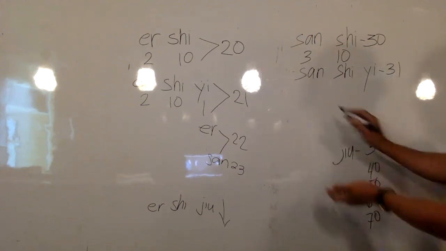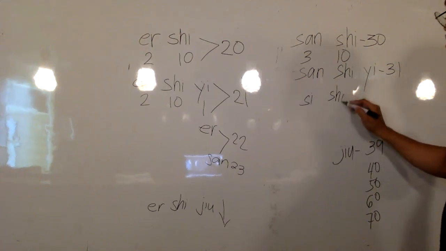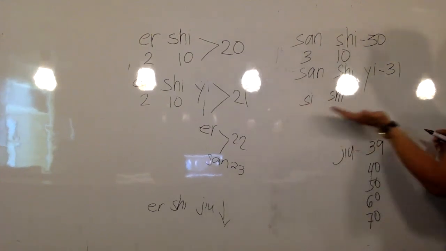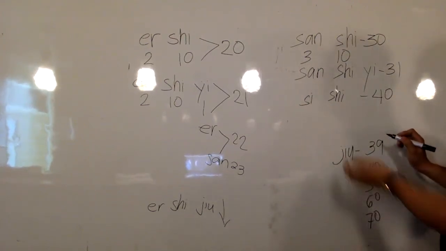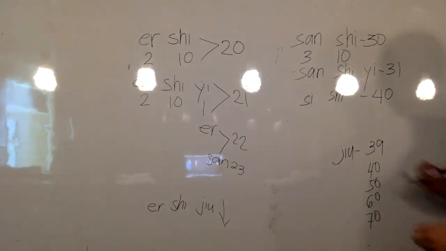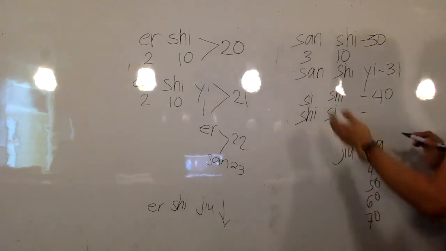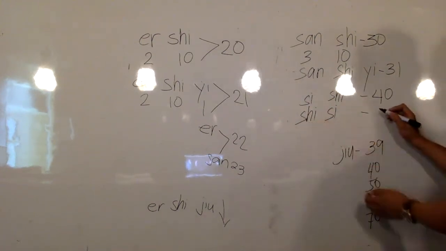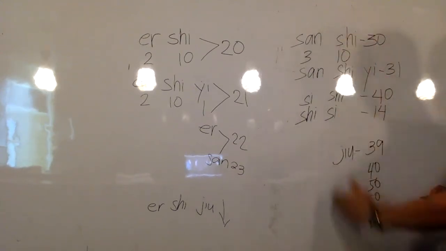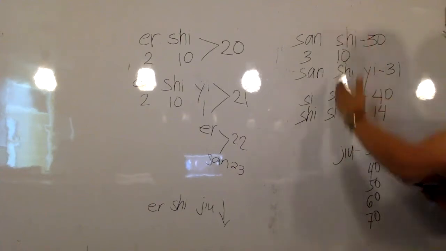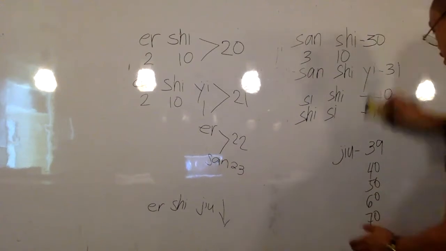Let's say, for example, 40. We say sì shí. This is 40. But when you say shí sì, this means 14. Please remember the format and please remember the formula on how we count in Mandarin. Okay.